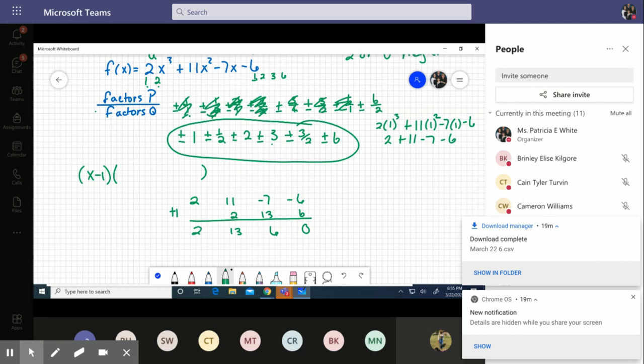So now I have 2x squared plus 13x plus 6. It gets to be a lot. We're going to fill in like a whole page doing one problem. Okay?